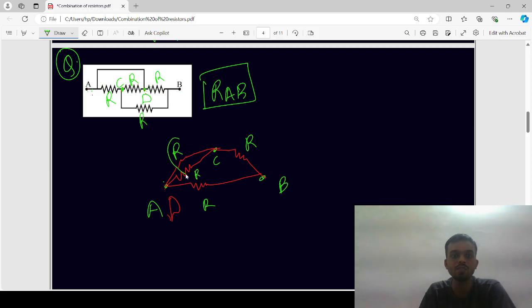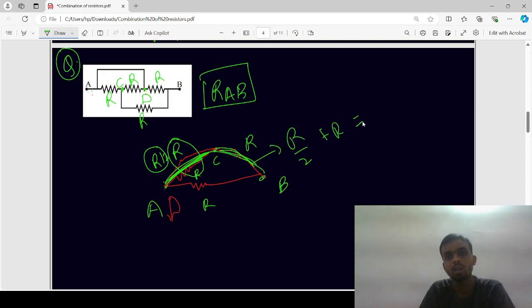We can see that these two are in parallel. That means R equivalent will be nothing but R1 into R2 divided by R plus R. That means R square by 2R. That means R by 2. And from here we will get that this entire circuit is in series with this resistor. So what will be the R equivalent of the upper part? It will be nothing but R by 2 plus R. That means 3R by 2. And the lower part is R.